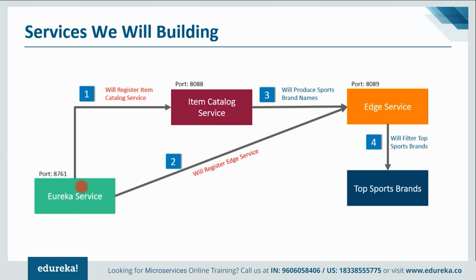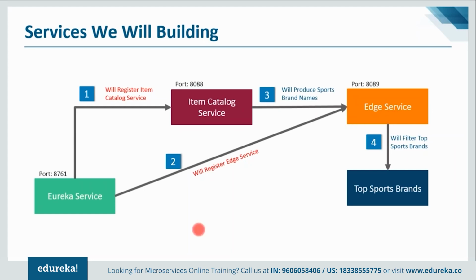Now let's move forward, and we are going to focus on our item catalog service. So item catalog service will generate the list of sports brands which are popular in the market. And then the edge service is also pretty much similar to the standalone item catalog service. However, it will have fallback capabilities which prevent the client from receiving an HTTP error when the service is not available. Right? I hope you have understood this architecture.